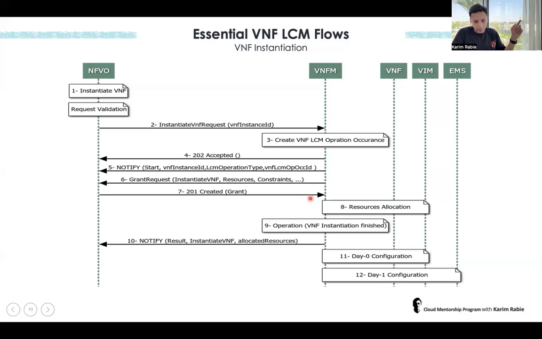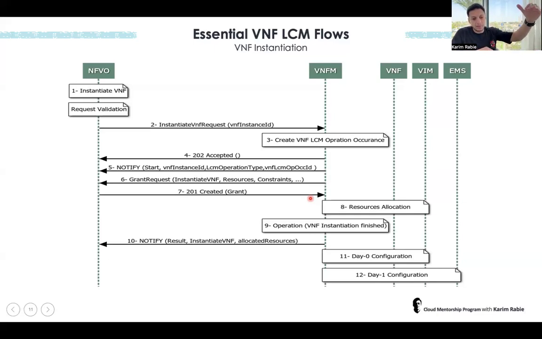These are the allocated resources. If you want, as an NFVO, to update your repo about the allocated resources. And once the VNFM does that, it can start now to do what we call day 0 configuration and day 1 configuration with the EMS. Like put some configuration like IP addresses, logins, something that enables the VNF vendor team or tool to get in and push day 1 configuration, which maps to service configuration.